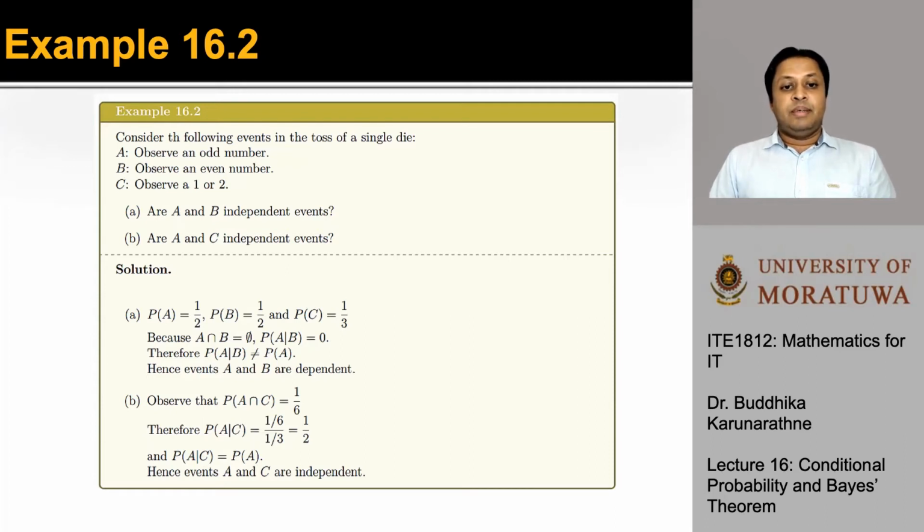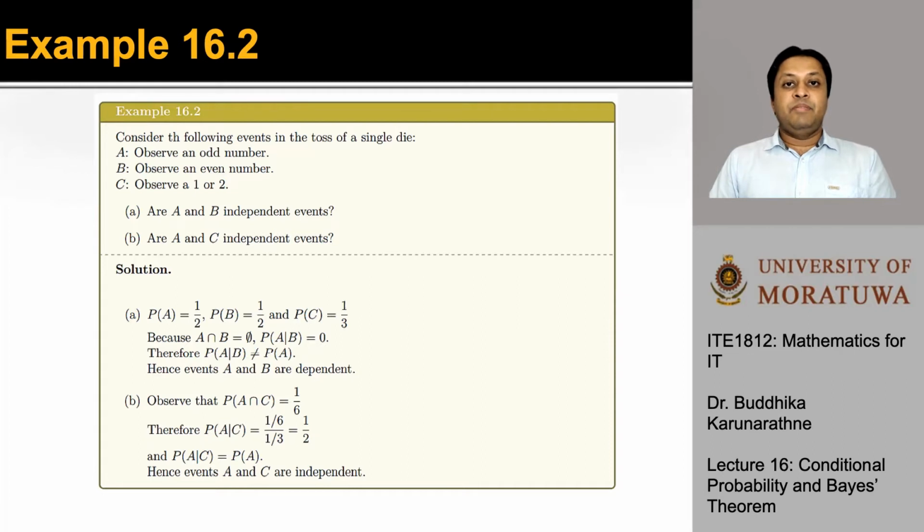We see that A intersection B is an empty set, because you can't observe an odd number and an even number at the same time. Because of that, A intersection B is an empty set. There are no elements. Therefore, we see that P(A|B) is equal to 0, because the intersection is the null set and the probability of that is 0.